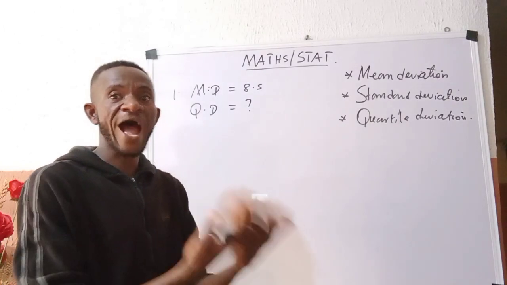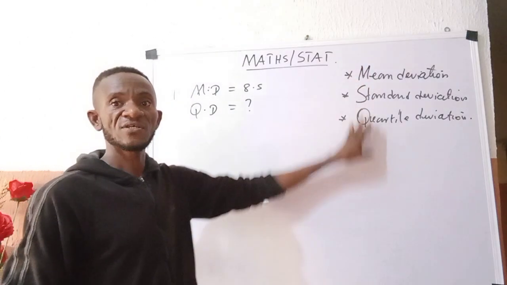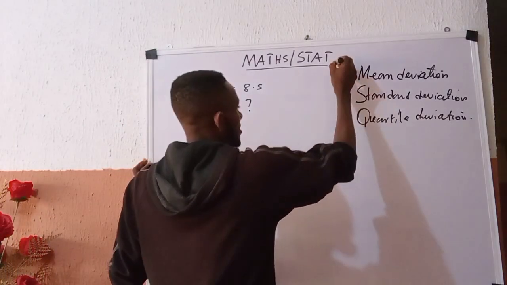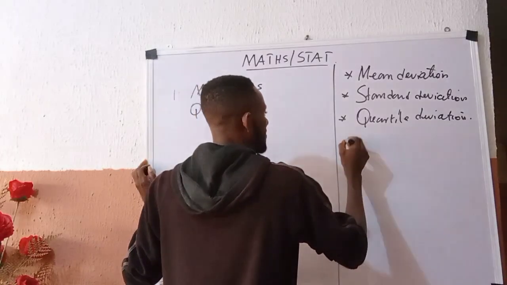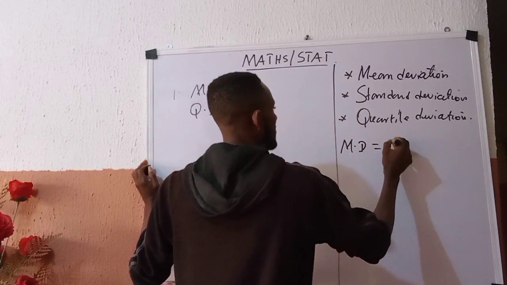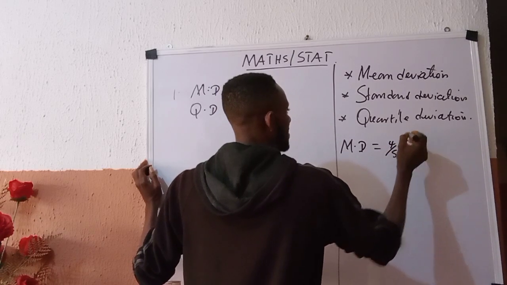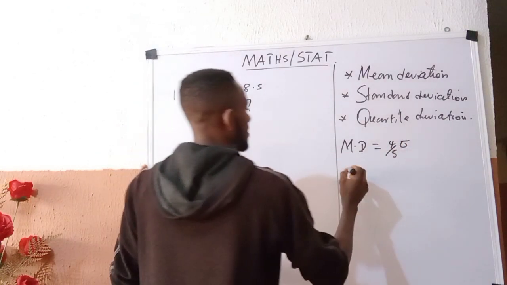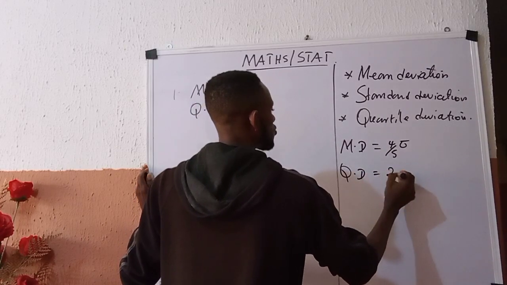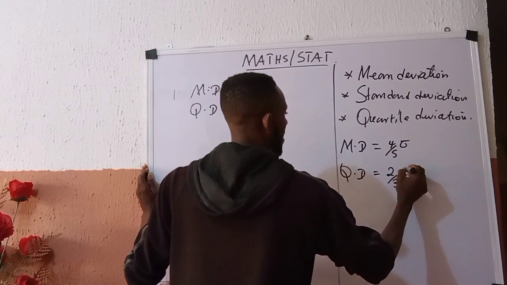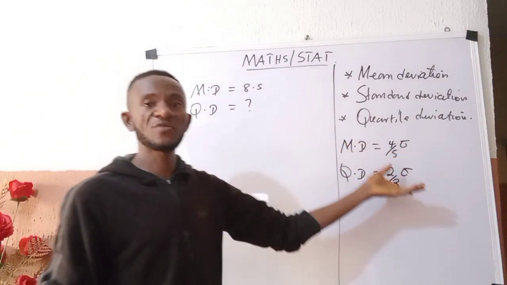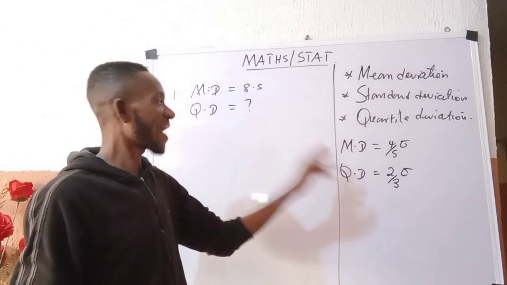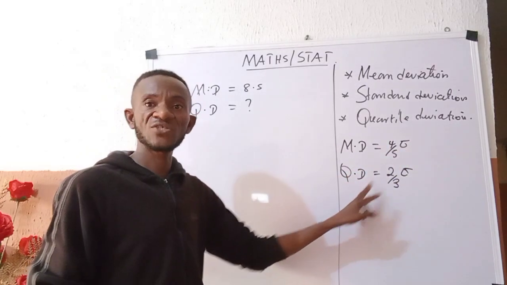So first of all, we want to look out for the relationship that connects these three parameters. The relationship is that the mean deviation M.D is given as 4 over 5 sigma, that is 4 over 5 multiplied by the standard deviation. And equally, the quartile deviation is given as 2 over 3 sigma. These have been proven and stated. So it just requires you to call them up once you are asked a question about this: the mean deviation is given as this, and the quartile deviation is given as this.